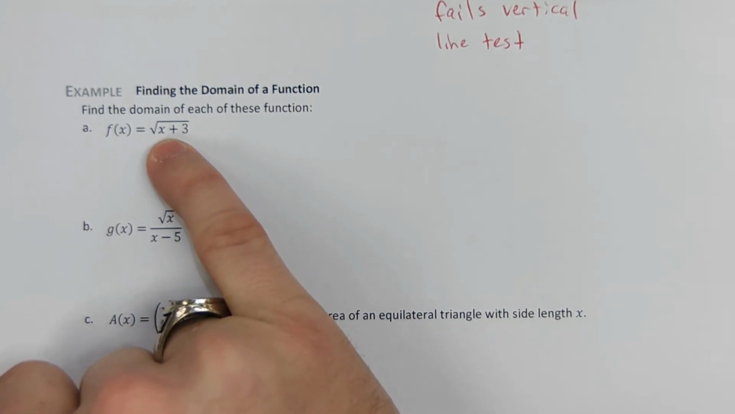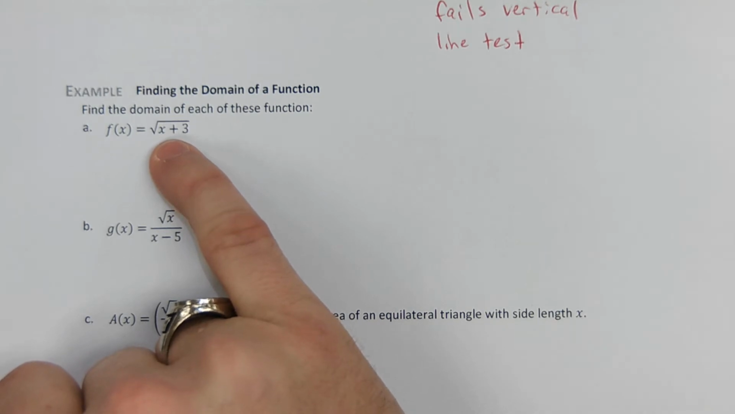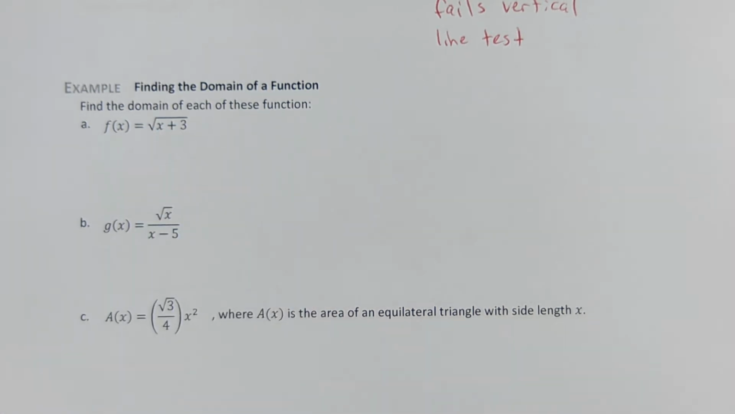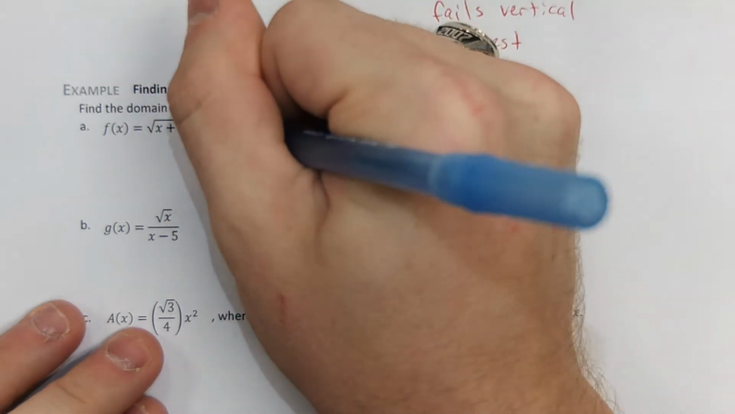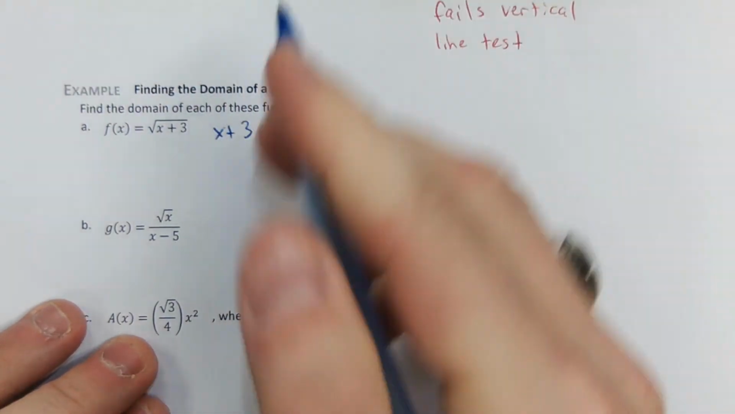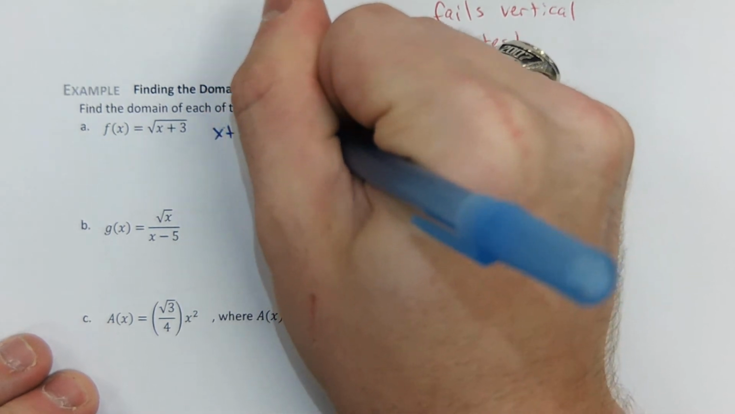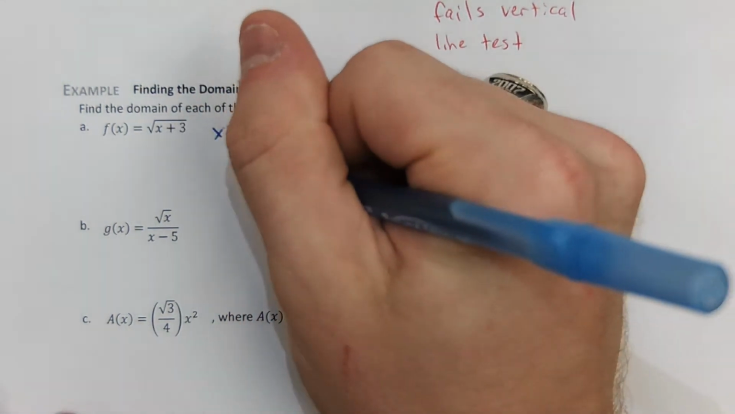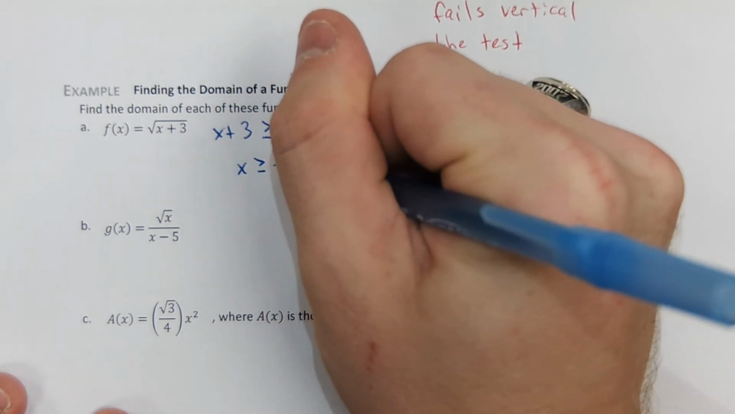Yeah. So if you would like to know where this thing's domain begins, you just figure out what makes the inside equal 0. Since it is a square root function, specifically square root or fourth root or sixth root or eighth root, even roots, you cannot take the even root of a negative number in the real number system. What we do is we set the inside of our square root function to greater than or equal to 0, because it's okay if it's 0. It's just not allowed to be negative, so it must be greater than or equal to 0. And then you just subtract 3 from both sides, and this will tell you that your domain is x is greater than or equal to negative 3.